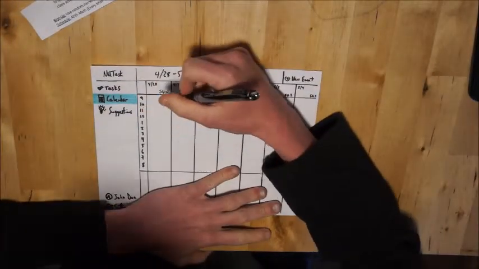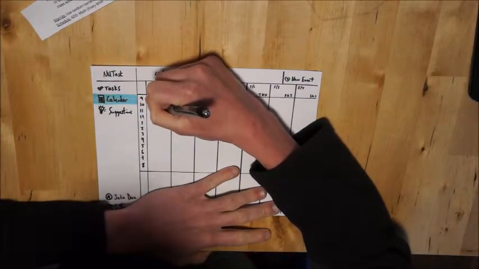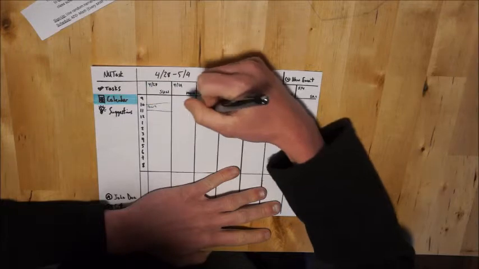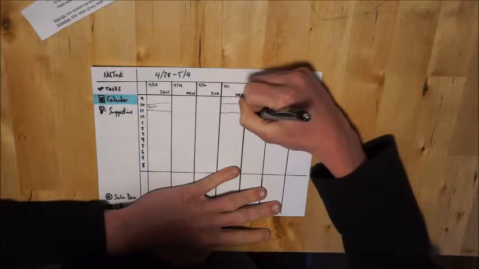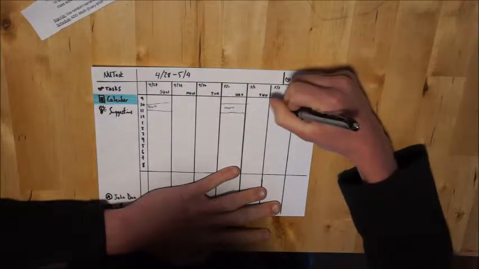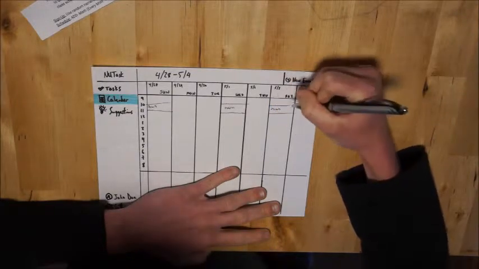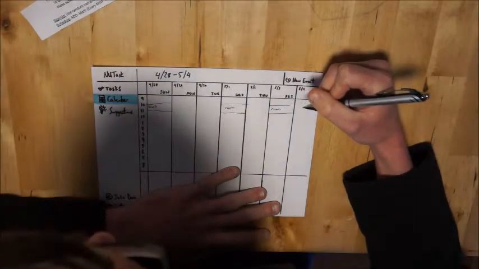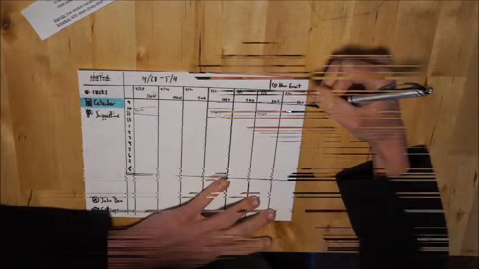So math is Monday, Wednesday, Friday from 10 to 11. So I hit math, and then I'm gonna repeat that on add a repeating event, math every Monday, Wednesday, Friday from 10 to 11. And then I'm gonna add a meeting every Sunday from 3 to 4.